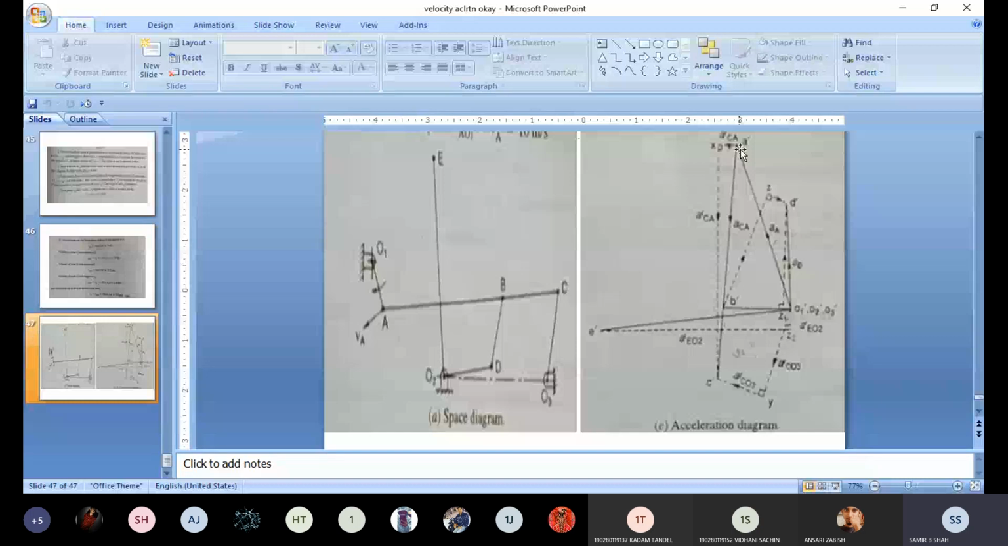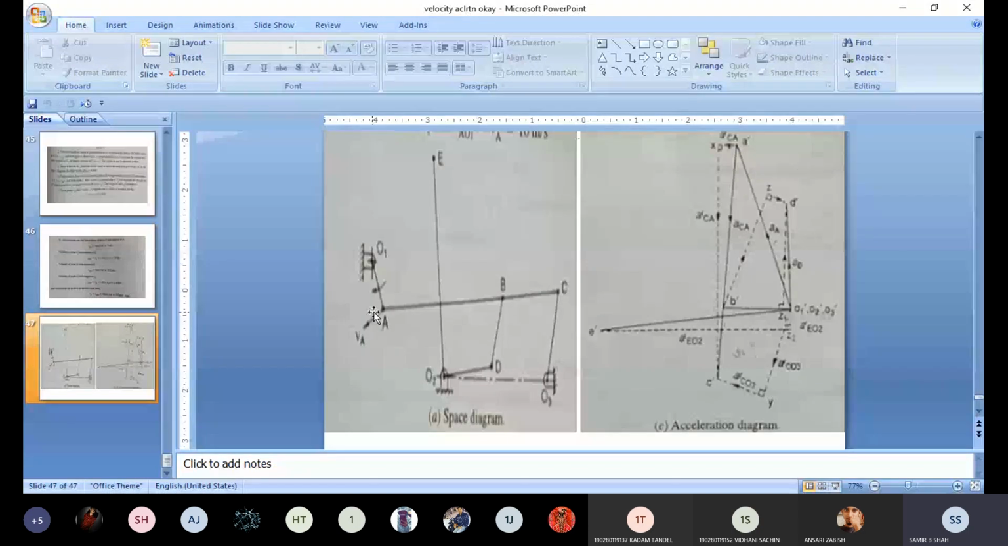From point A dash, draw vector A dash x parallel to AC. As we know, now we talk about the AC link, we have to first find the radial part. After that we have to find the tangential part. Radial part that we know very well is parallel to the mechanism link. So here AC is the link, so we draw the parallel line to AC from point A dash x.